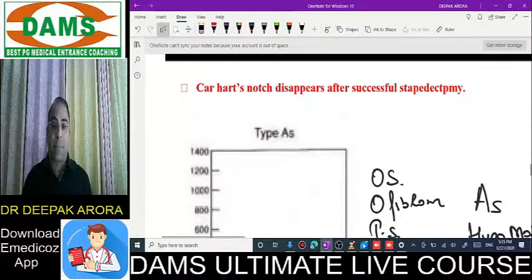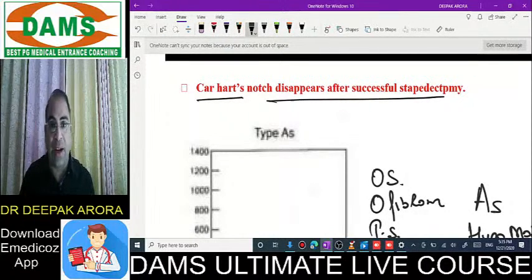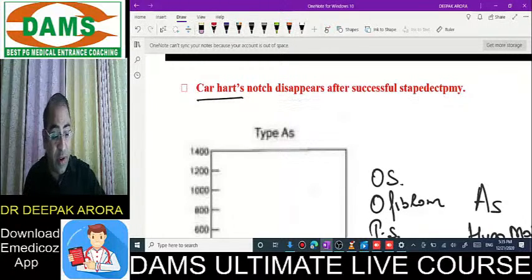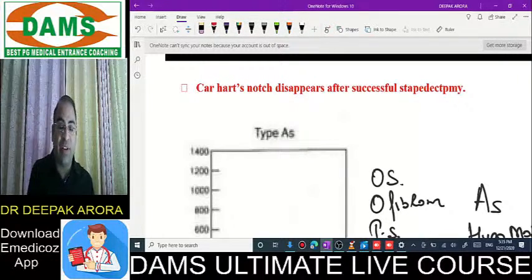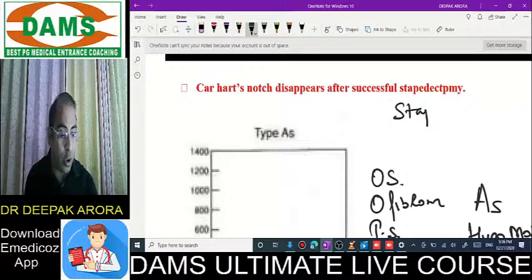Now, coming to the next point. This was a statement: Carhart notch disappeared after stapedectomy. Absolutely true. So what is the treatment? Now I am taking you to the treatment segment. Otosclerosis, as for surgery, always remember. Just remember the golden statement: otosclerosis equals surgery, Meniere's equals medical treatment. In Meniere's, the first line of treatment is always medical, but in otosclerosis, the first line of treatment is always surgery. So what we are doing is removing the sclerotic focus, which we call stapedotomy.